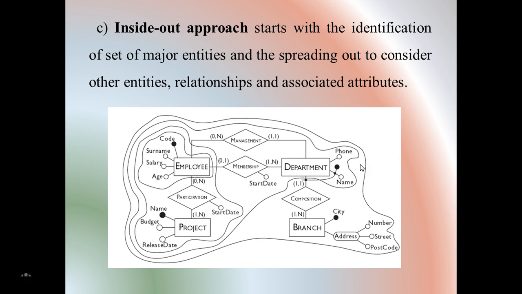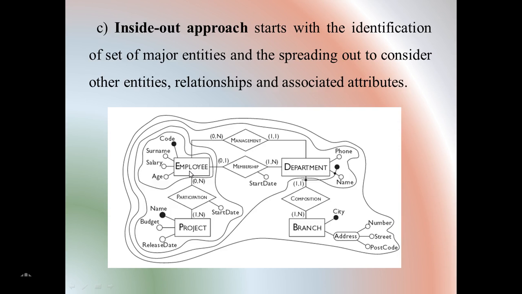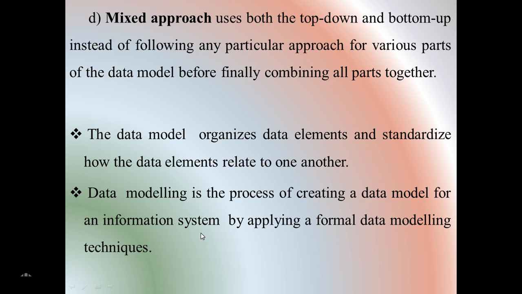See the example. First you identify the department, and then the branch, which are the main ones here, and then the employee, and then the project.